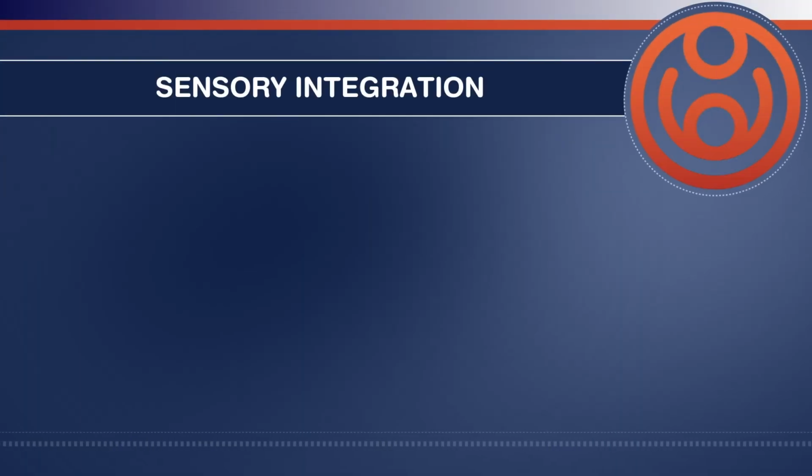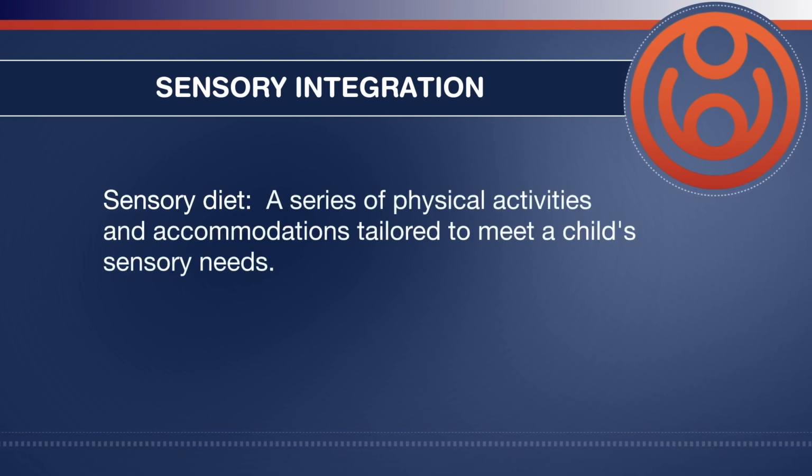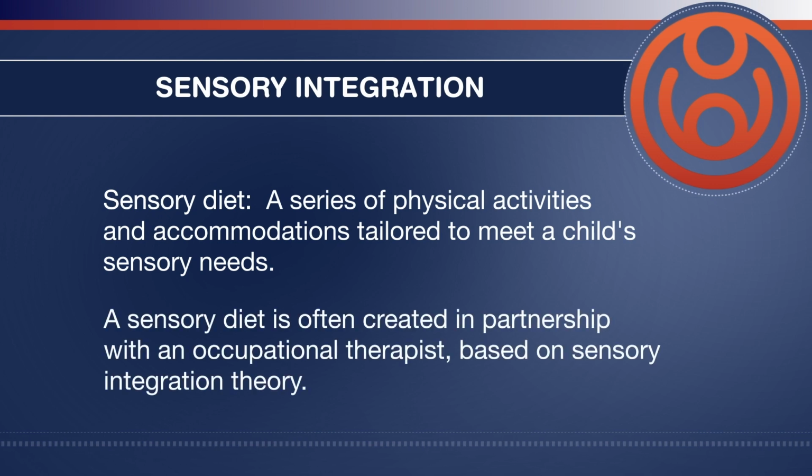To maximize a child's success, parents can introduce what is known as a sensory diet, the activities and adaptations that provide children with the sensory input they need and mitigate the effects of the sensory input that distracts or overwhelms them.